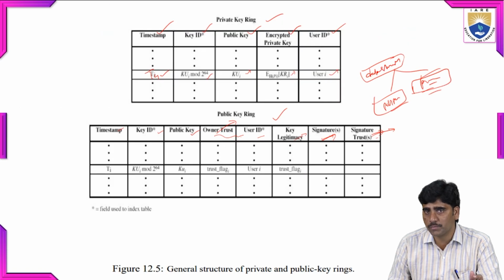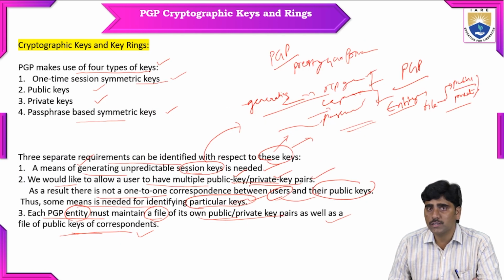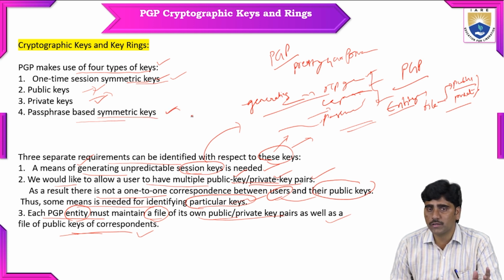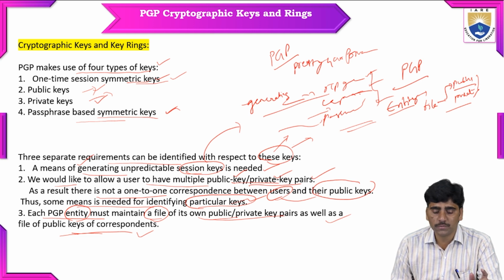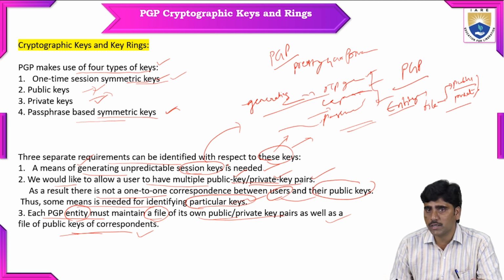So once again, we will revise the topics which we discussed in this session. Here we can see the cryptographic keys and rings. What are the keys and rings? One-time session keys, public keys, private keys, and passphrase symmetric keys. So there are 4 types of keys actually. For generation of these keys, the requirements are: generating unpredictable session keys, generating key pairs for both public and private keys, and maintaining a file for the generated public and private keys.